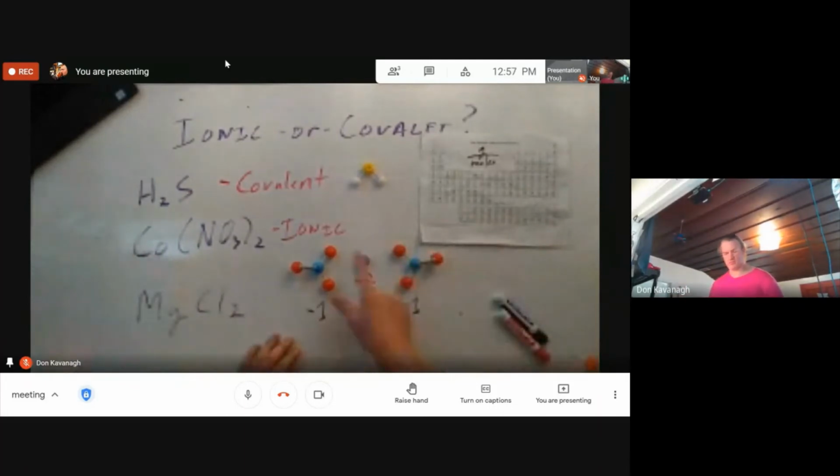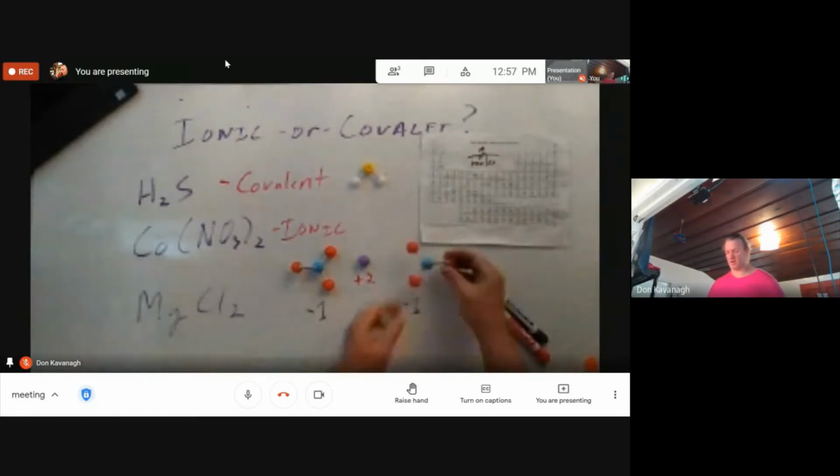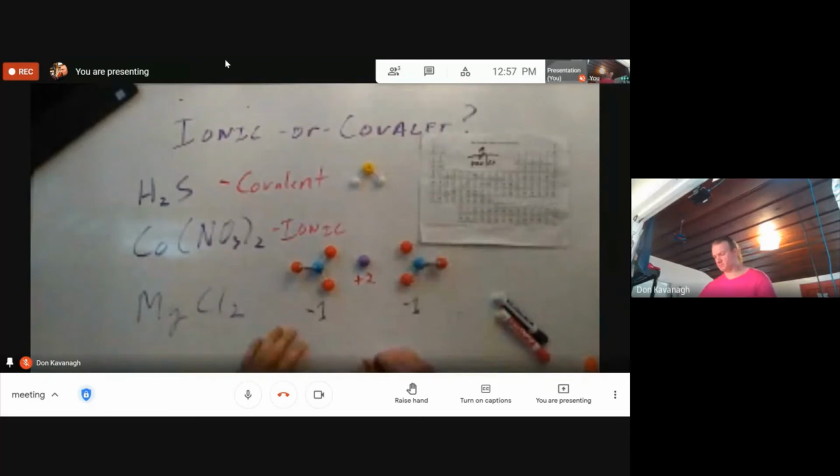And this is a little model trying to show the nitrate geometry with a little double bond in there, and the cobalt kind of nestled in between them.